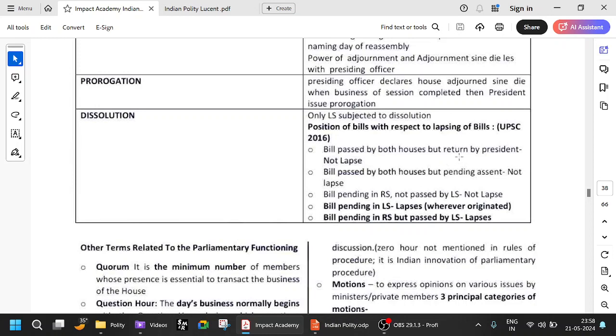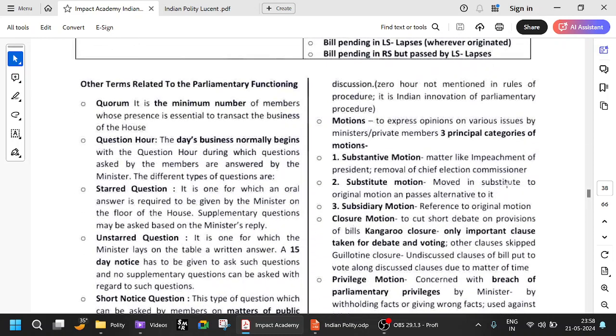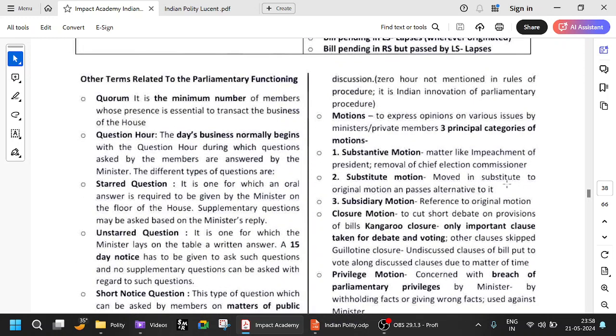But if it is already passed, and only because of the returning by the President or not giving assent, then there is no point in going through the bill again, because the current Lok Sabha has already gone through it. Okay, so only if it is pending in the Lok Sabha, then after the dissolution, a new Lok Sabha will come. So that bill lapses.